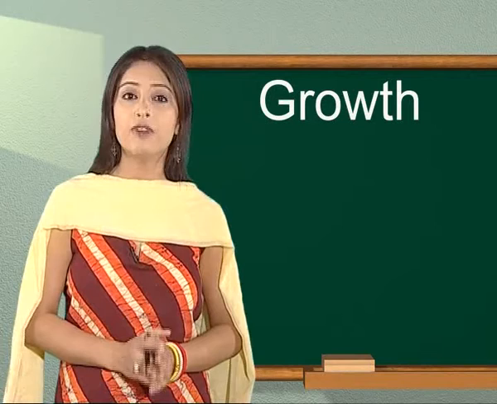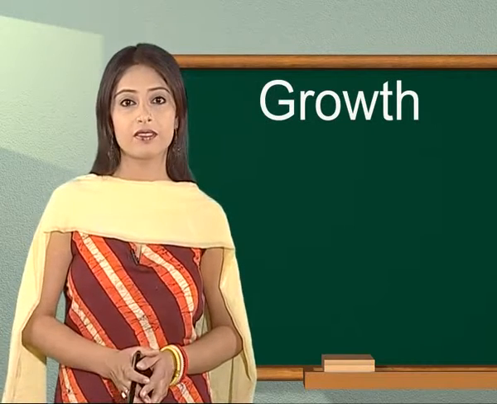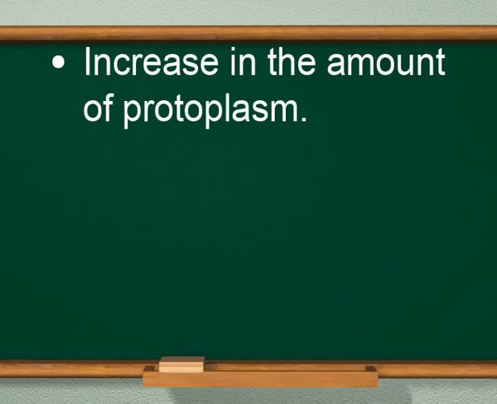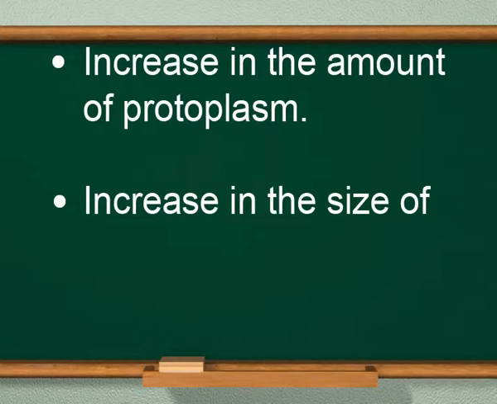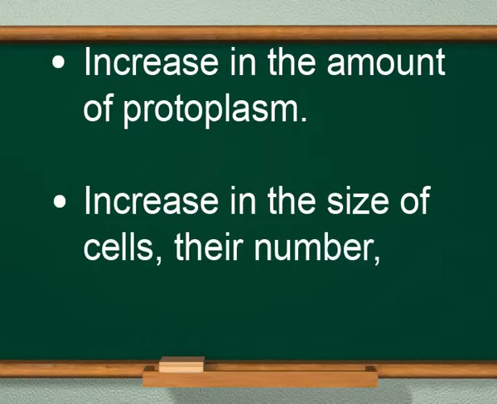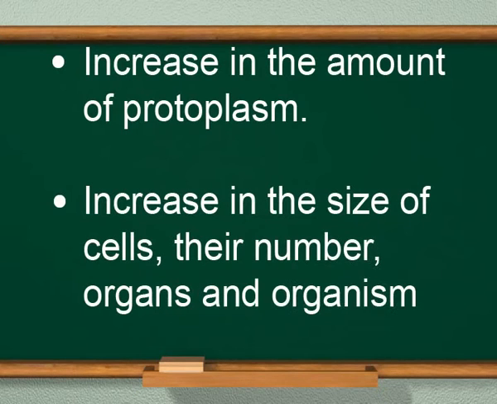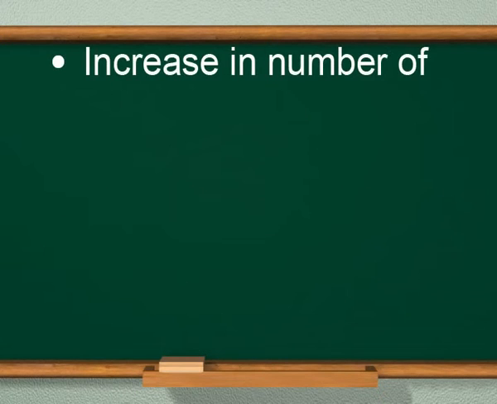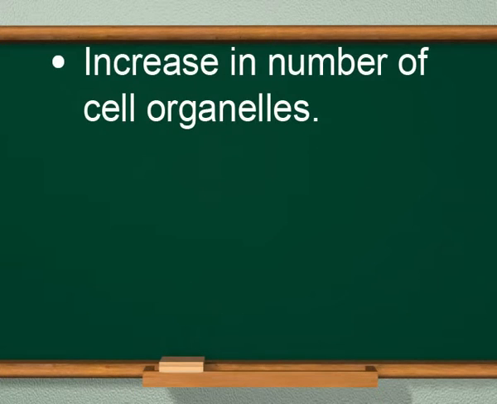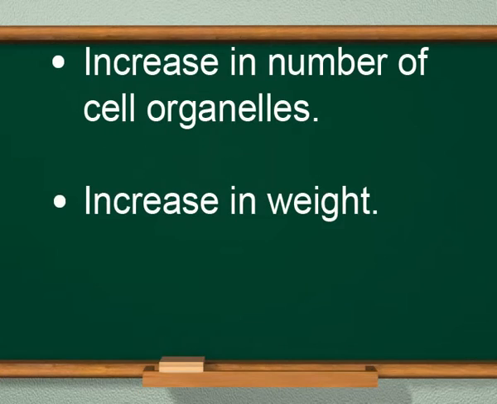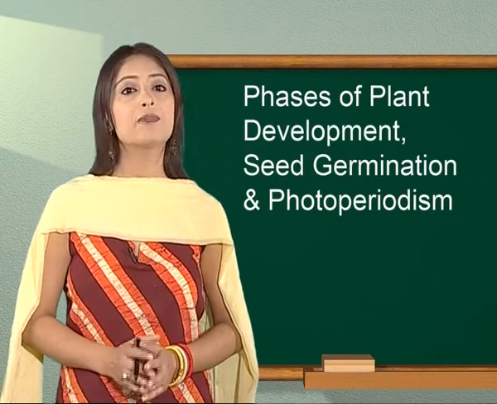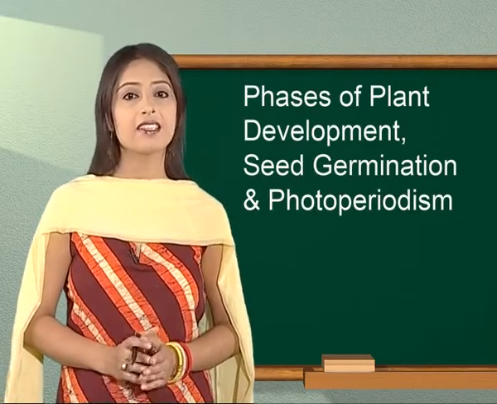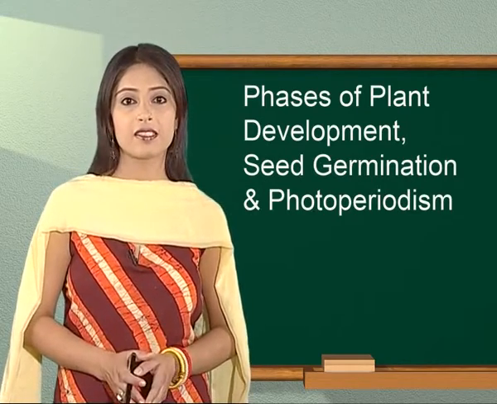Growth may involve one or more of the following: increase in the amount of protoplasm, increase in the size of cells, their number, organs, and organism as a whole, increase in number of cell organelles, increase in weight. Plant growth is basically localized, a complicated process and consists of different phases.